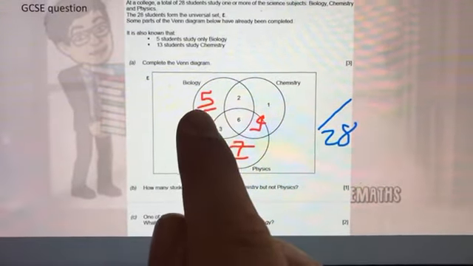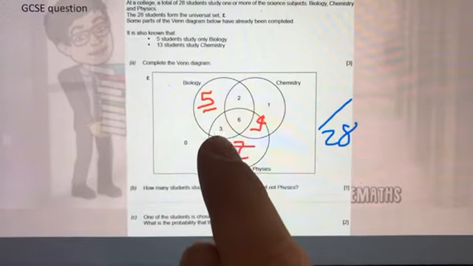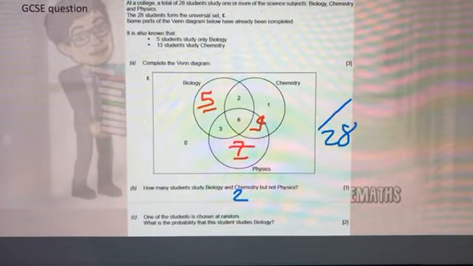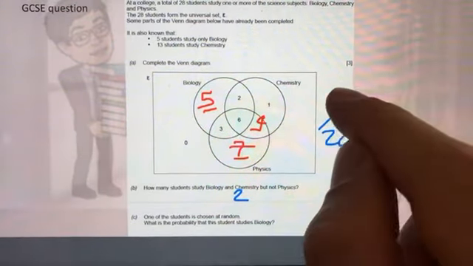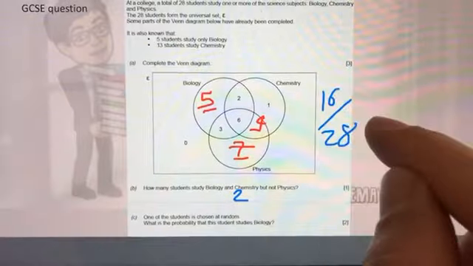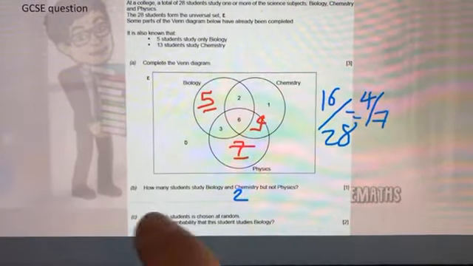Well, biology is 5 that just study biology, 2 to study a bit of both, 6 to study all 3, and 3 to study a bit of both. So if I add those up, 5 plus 2 plus 6 plus 3 is 16, sorry, 16 not 14, 16 out of 28, which does simplify down to 4 over 7 if you want to simplify it. That's that one down at the bottom.